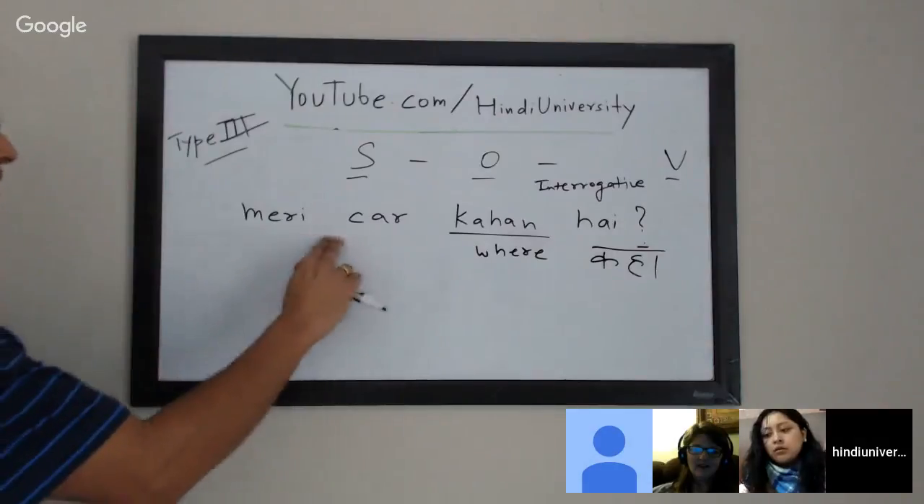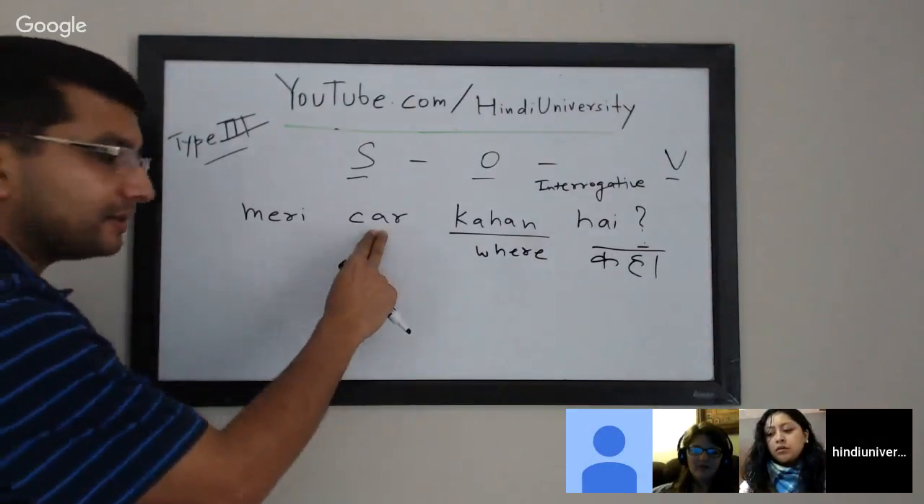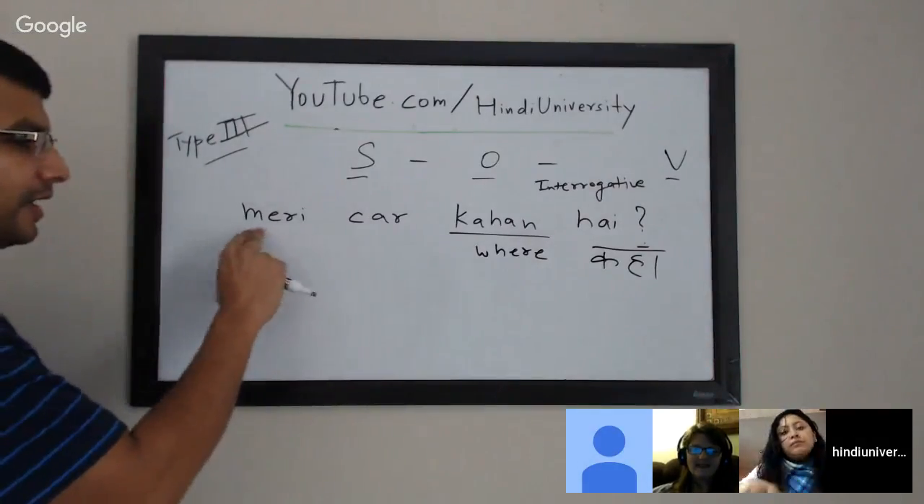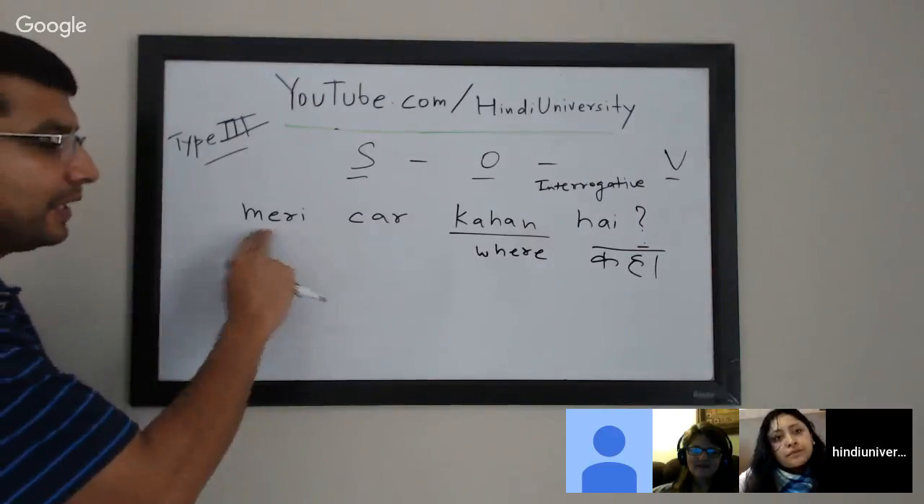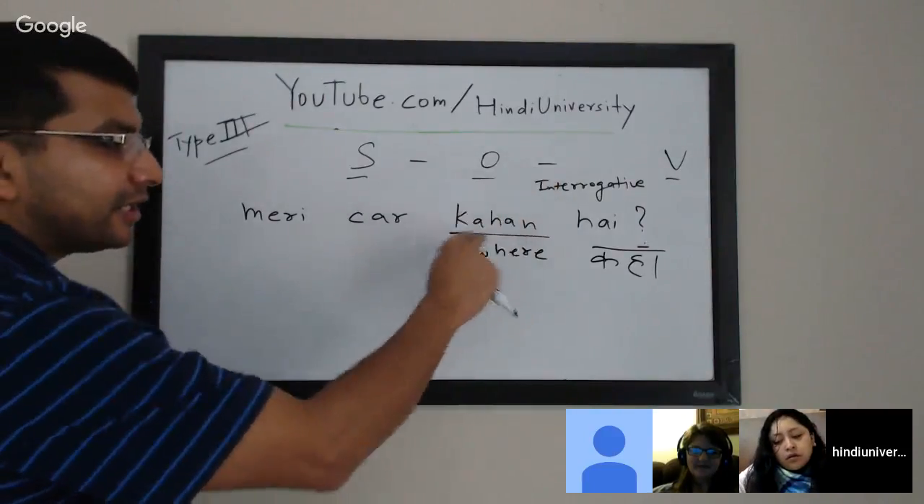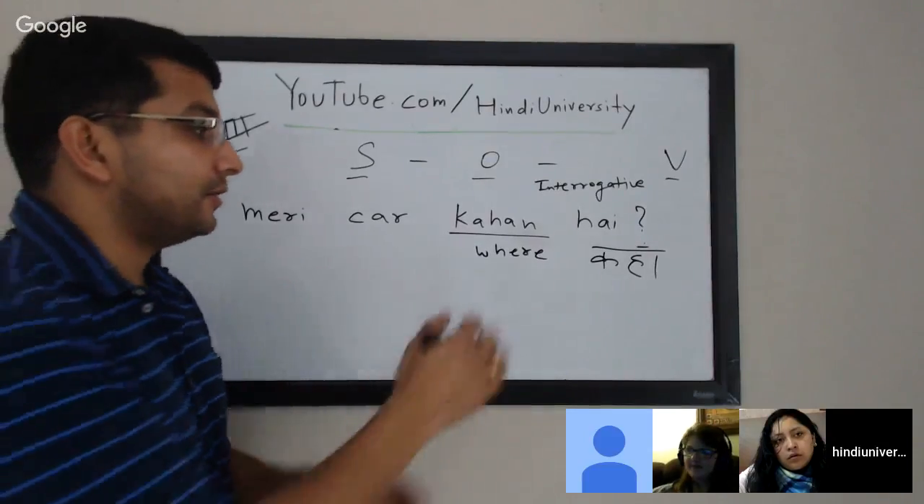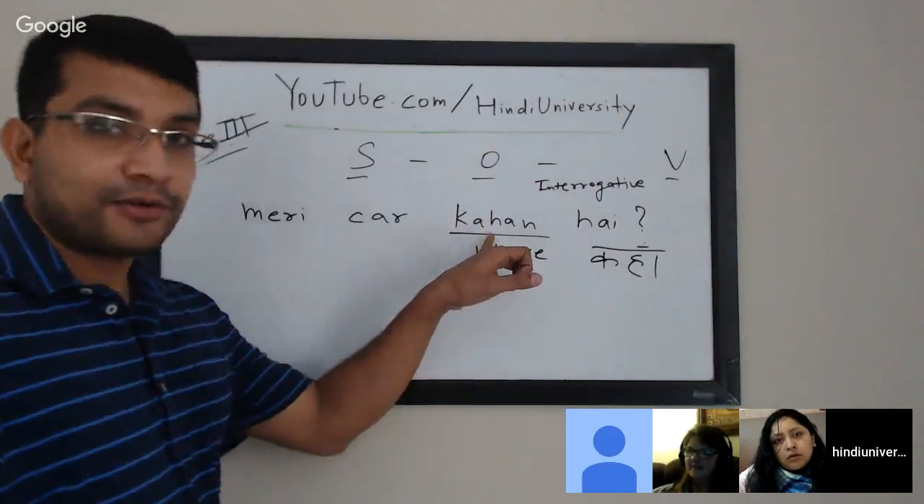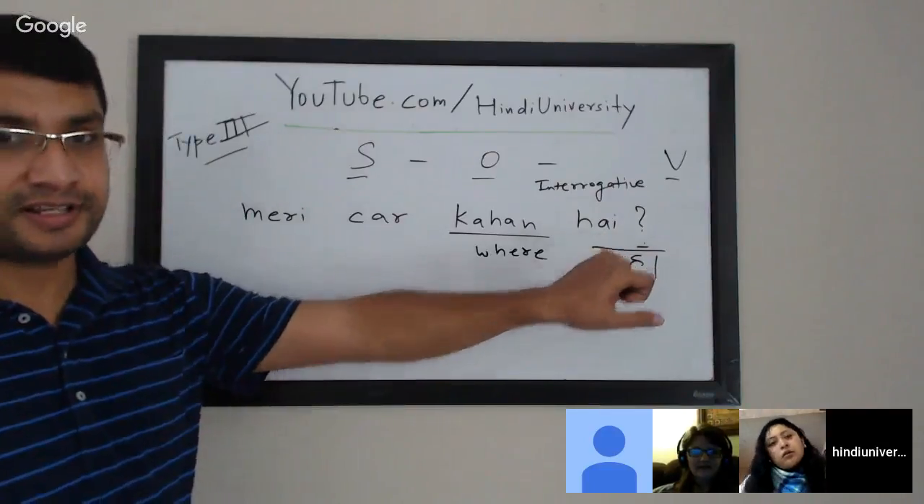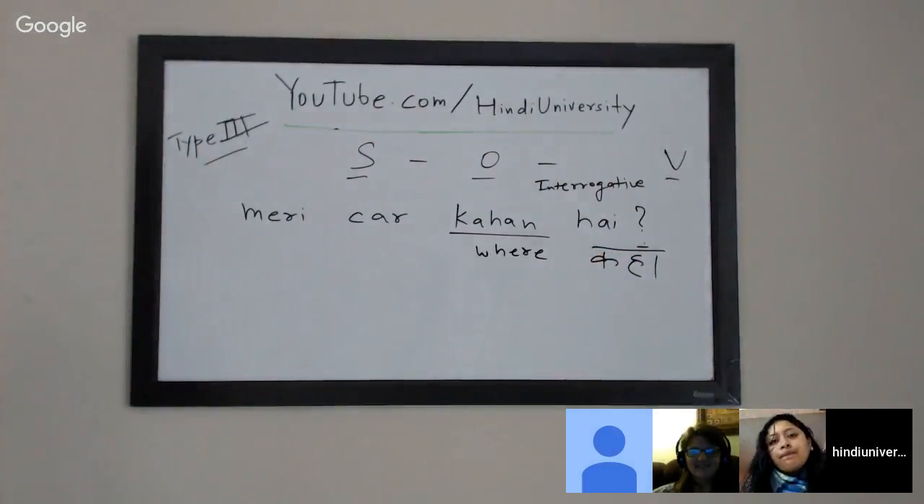Okay, so you immediately thought that car is feminine singular. So you have to use meri. Meri car. And interrogative, you thought, because I have to really say where is my car. You will say kahan for where, and then hai for is. Where is my car? Okay.